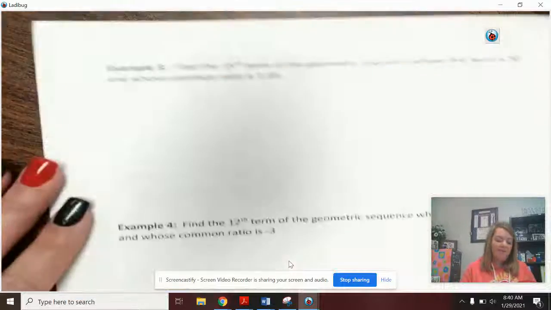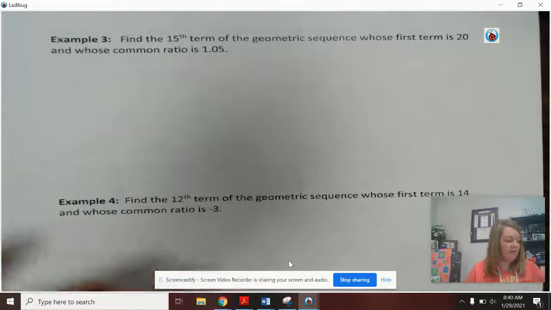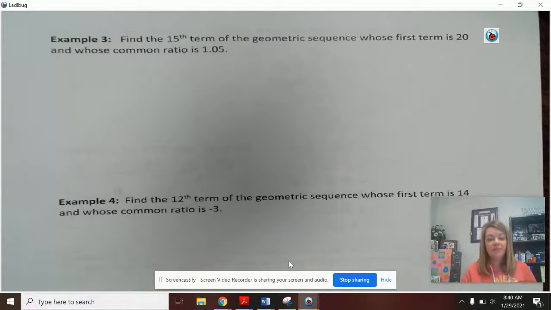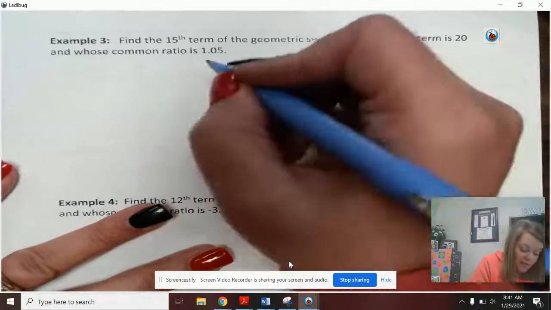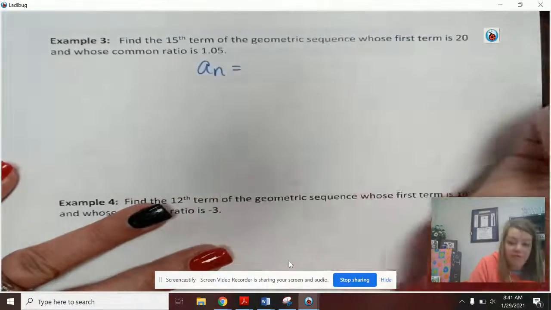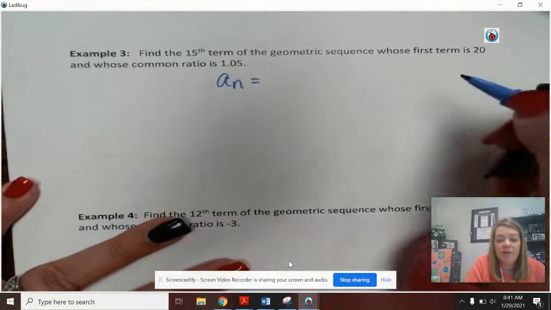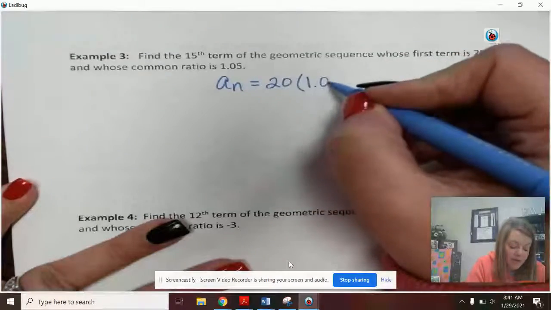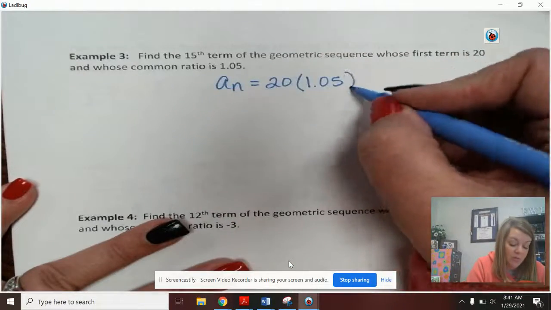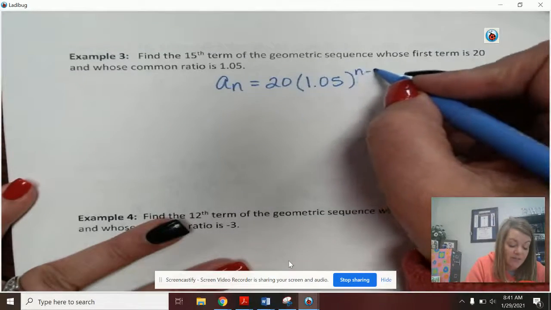Example number 3. Find the 15th term of the geometric sequence whose first term is 20 and whose ratio is 1.05. So with geometric sequences, these numbers can get really, really big because you're multiplying every time, not just adding. So sometimes we might get really big answers here. That's okay. All right, so my formula says a sub n equals the first term, which is 20, so 20 times my r, which is 1.05, because it says the common ratio is 1.05, raised to the n minus 1.